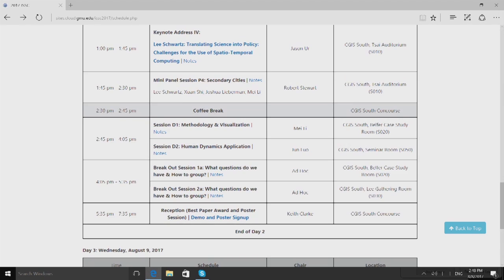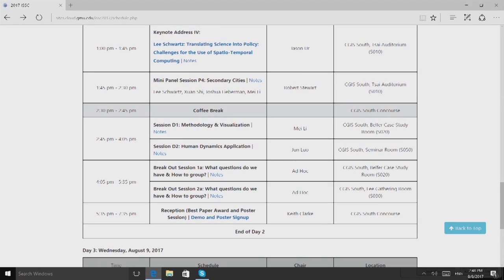After the breakout, we're going to get into the reception directly. The reception is from 5:35 to about 7:30. And we have the best paper announcement from Dr. Keith Clark. And also we have posters and demos coming up, so that's the exciting part.